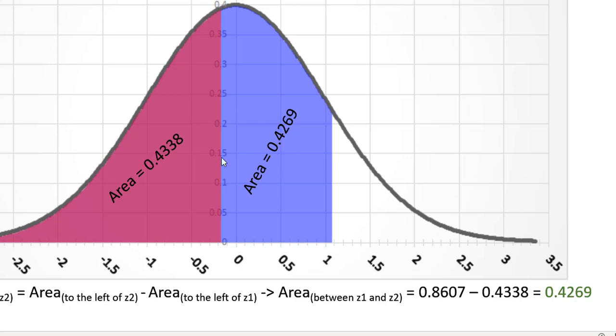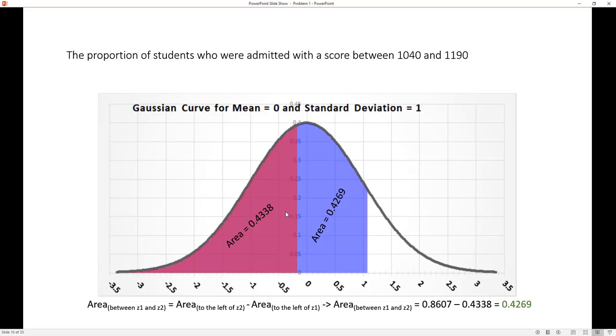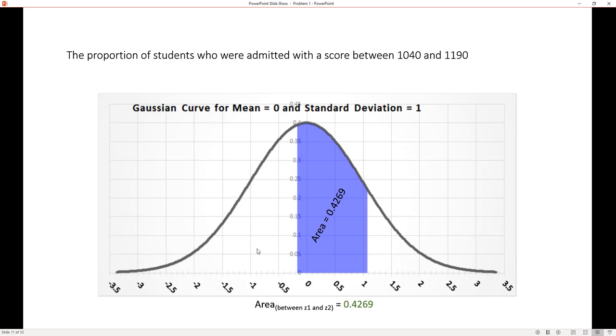In other words, if I added this area plus this area, I would get back to that 0.8607. So let me physically subtract this area, and maybe you could see it better. There we go. The area in between ends up being 0.4269. Meaning the proportion of students who scored between a 1040 and 1190 at this university was about 42.69% of the data. And by the way, notice I'm expressing my answer in different ways.